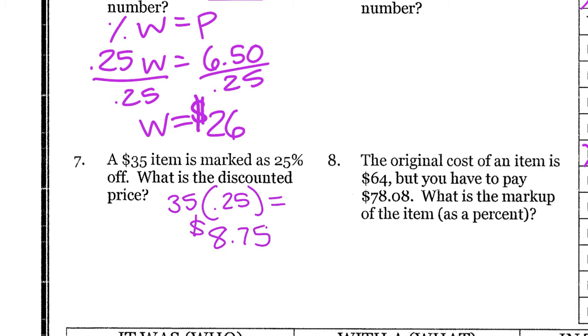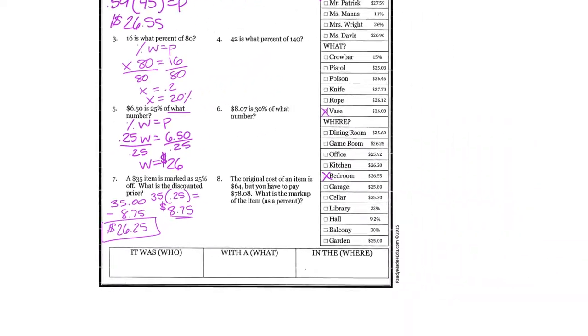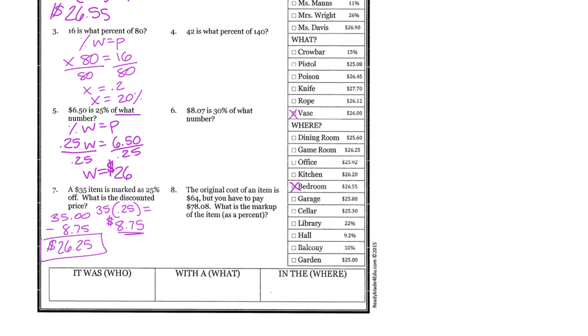$8.75. This is my discount, okay? And what does it say? What's the discounted price? So we actually, though, need to figure out then what's the new price. So we have to take the 35 minus the $8.75. When I take $35 minus $8.75, I should get $26.25. That's the discounted price. Remember, that's the discount, how much you save, but $26.25 is the actual discounted price. So let's see if we find that number, $26.25. Oh, here it is. The office. So it is not in the office.